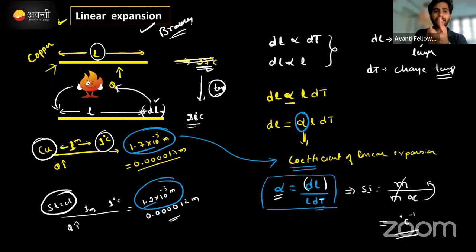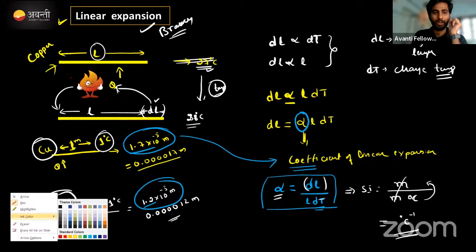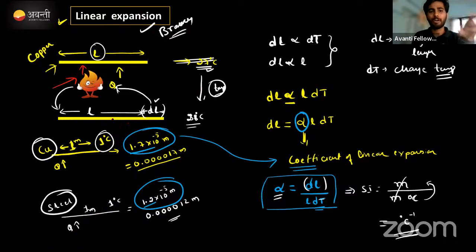This is the initial length of the rod. If I give some amount of heat to this rod, what happens due to this heat? The rod undergoes a change in length, delta L. Correct? This change in length is due to the given amount of heat, and then there is a temperature difference. Correct? And also I told that each and every material has a different expansion.